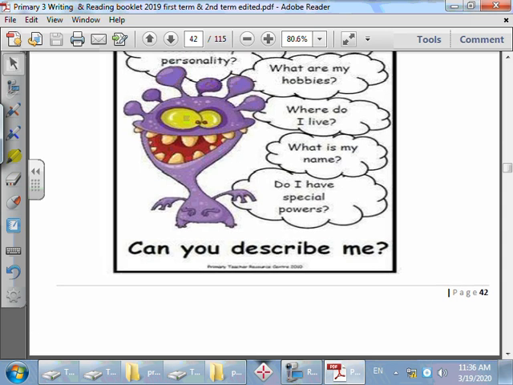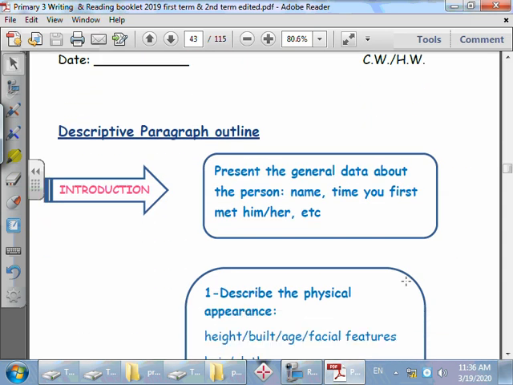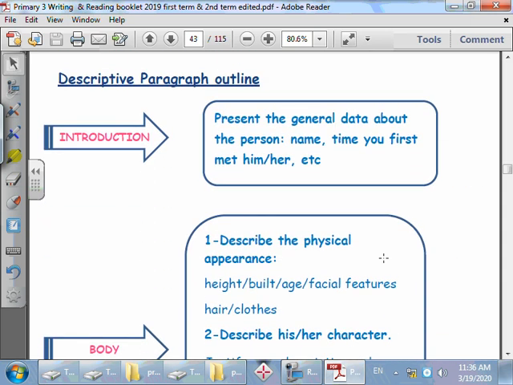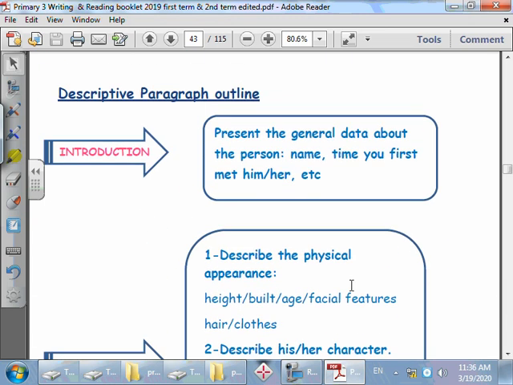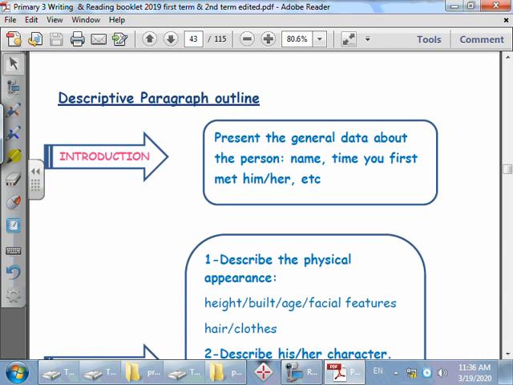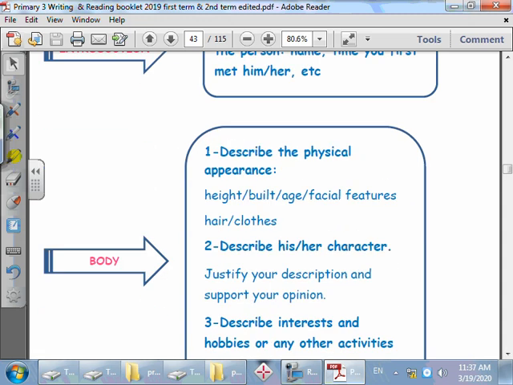Now, how can we write descriptive writing? We learned how to write in different paragraphs. Now, I'm going to tell you how we're going to write descriptive writing. The first paragraph is the introduction. What do we write in the introduction? First, we present general data about the person. Like if you're talking about a person, we say his name, the time you first met him or her, when did you first meet. Okay?